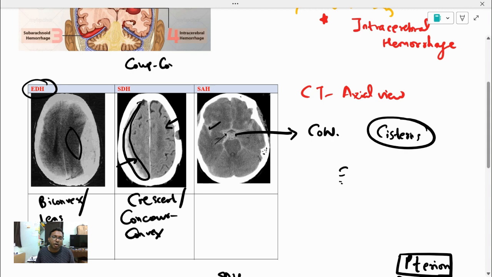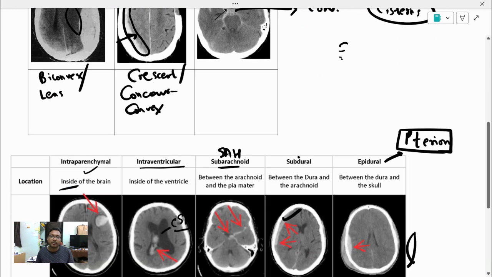Coup, contrecoup injury. This occurs more commonly in case of subdural hematoma. Okay, whereas epidural hematoma has a characteristic phenomenon which is called lucid interval. Okay, so your epidural hematoma has lucid interval.